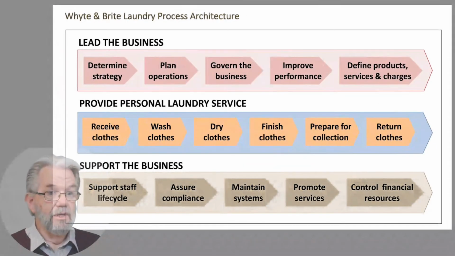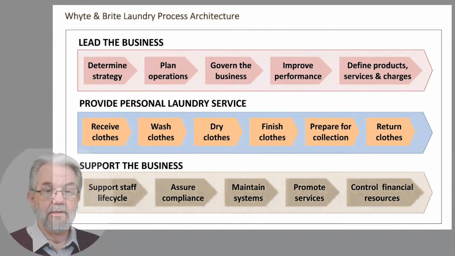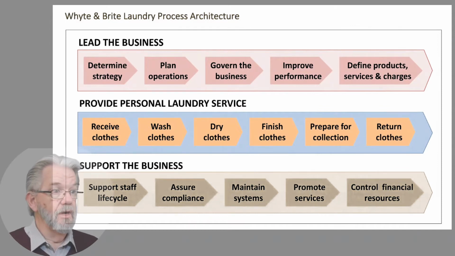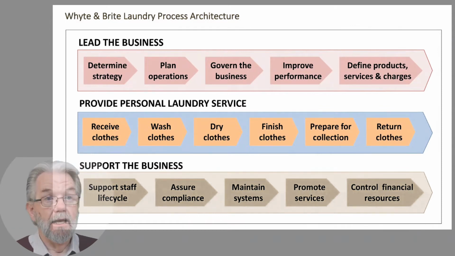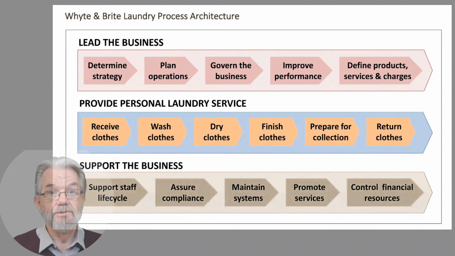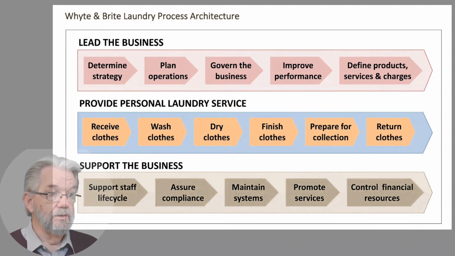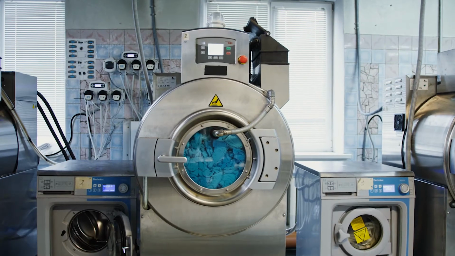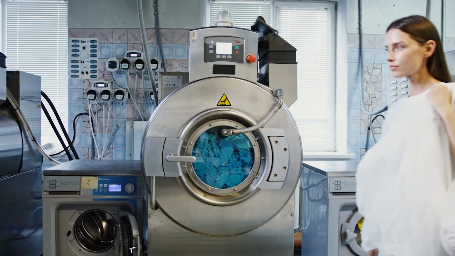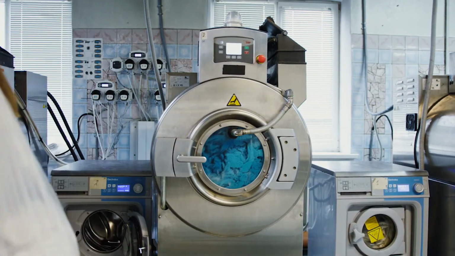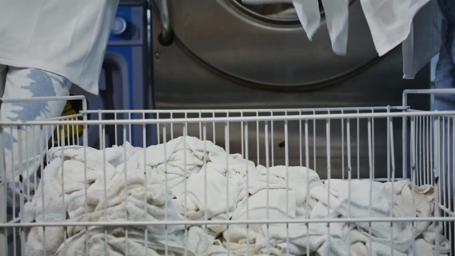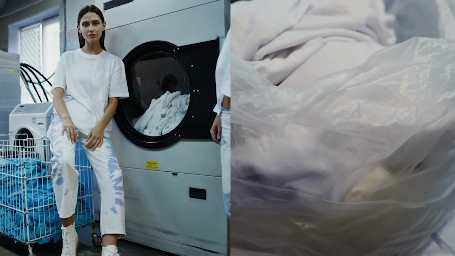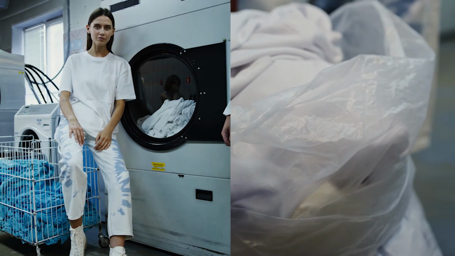So the process we're going to touch on briefly here in the example comes from this notional case study that we use in training programs. It's called the White and Bright Laundry, and this is the simple version of the process architecture. And the process we're going to talk about is the large core process in the middle there, provide personal laundry service. So that starts when we receive the clothes from the customer, and it's everything we do up until we return the clothes to the customer. So that's the process that we're going to be looking at.